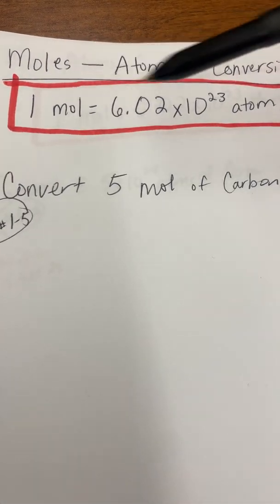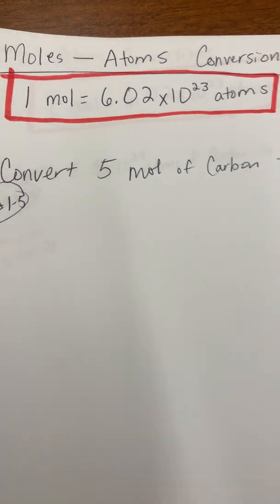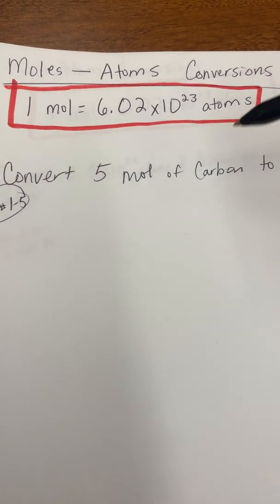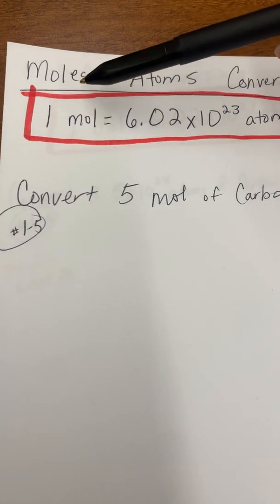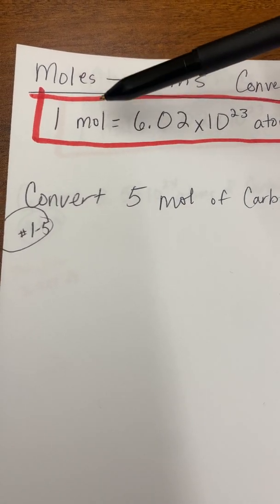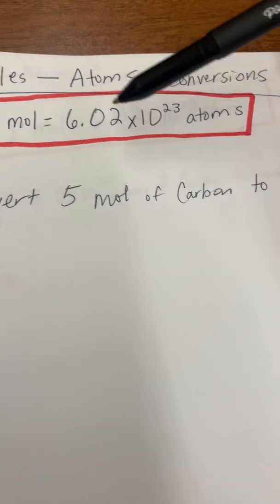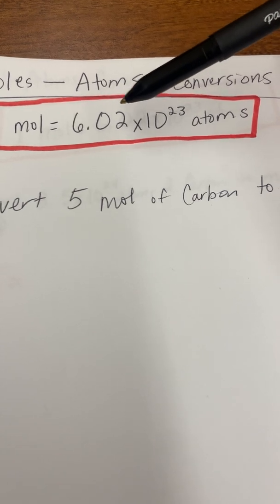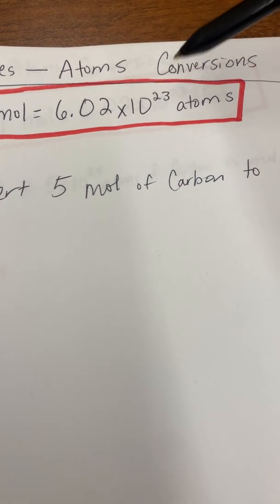The conversion factor up here is in this red box. These are different because you have the exact same conversion factor for every one of these problems. It says 1 mole, and they abbreviate the word moles to just MOL. I know it's not much of an abbreviation, but that's what they do. I don't make the rules. Then it's equal to 6.02 times 10 to the 23 atoms.